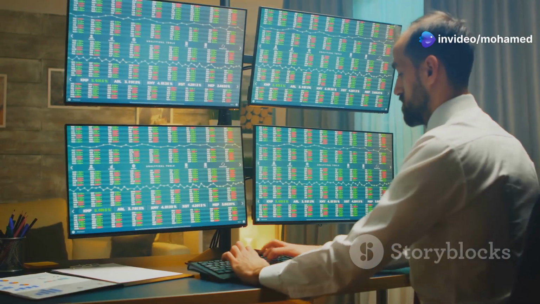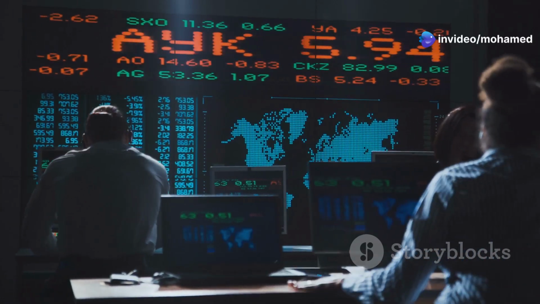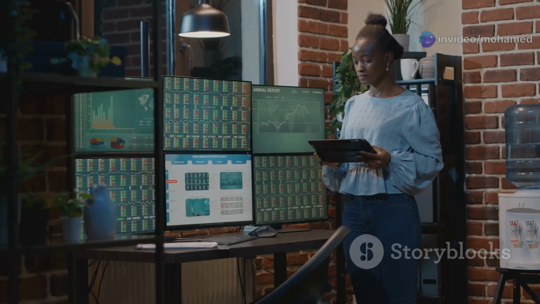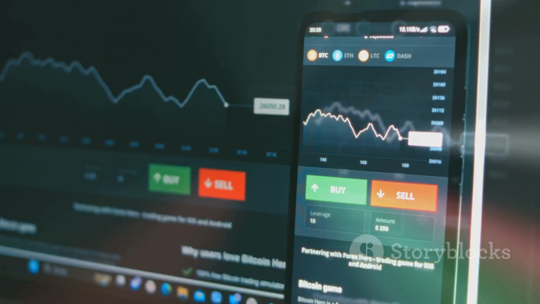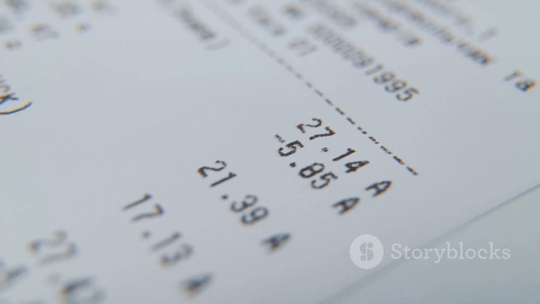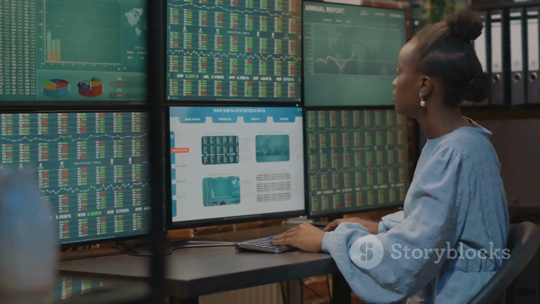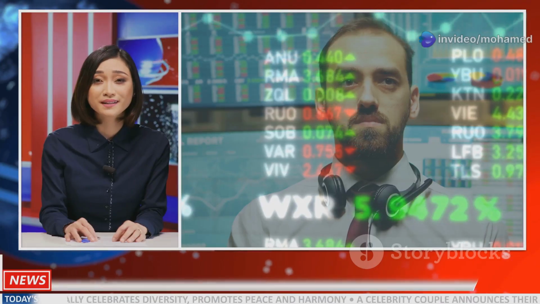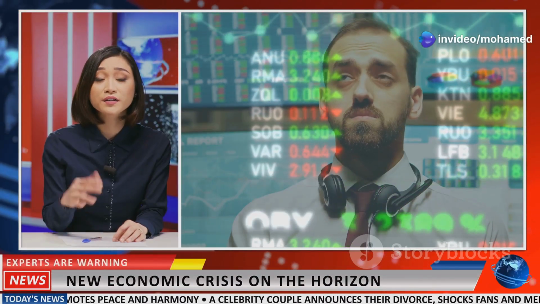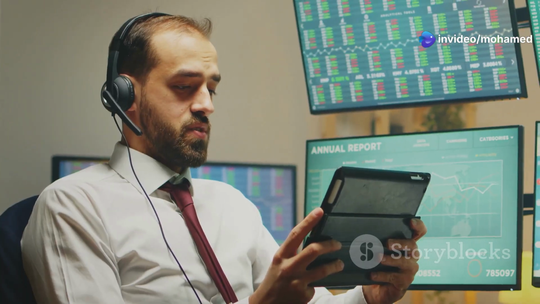What makes these majors special? Well, high liquidity is key. Lots of buyers and sellers. This usually means lower costs. We call these costs spreads. Think of it as a small transaction fee. Majors often have tighter spreads. They also have tons of news and analysis available everywhere, making them a bit easier to follow.